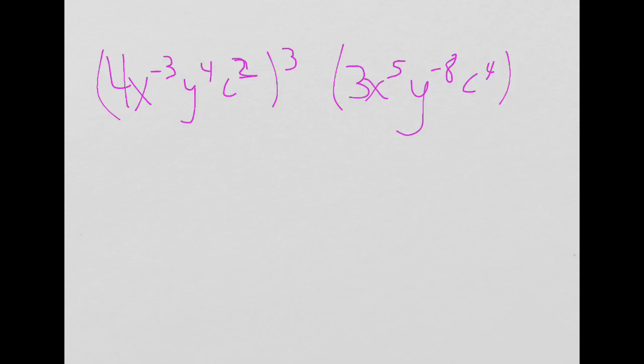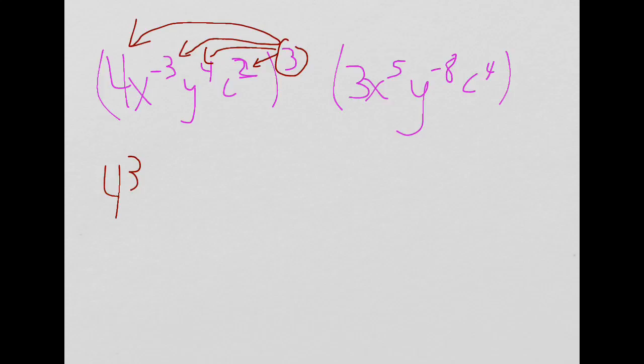If I have a power on the outside of the parentheses, it's kind of like the distributive property. I'm going to give that power to every number in the parentheses. So my 4 is going to be to the third, right? Then I'm going to do x to the negative third to the third.